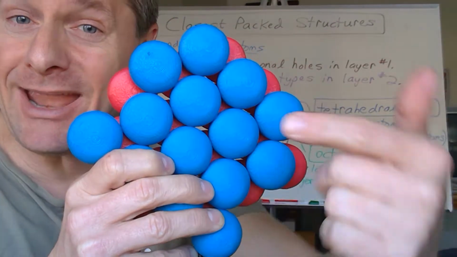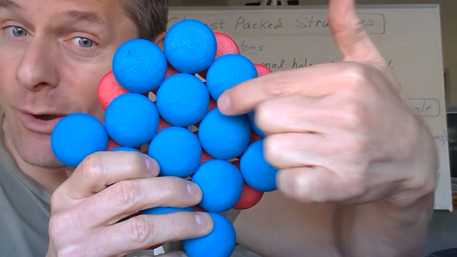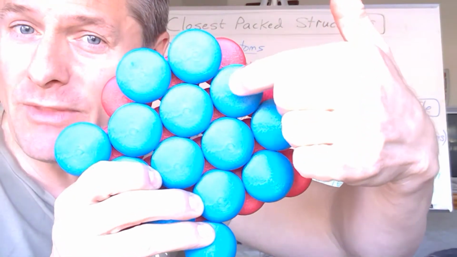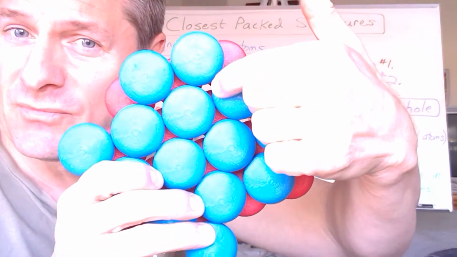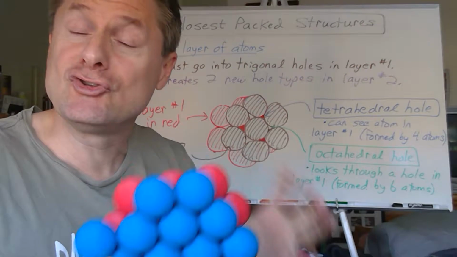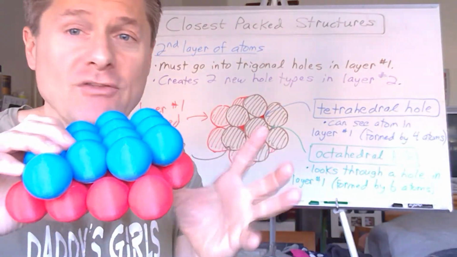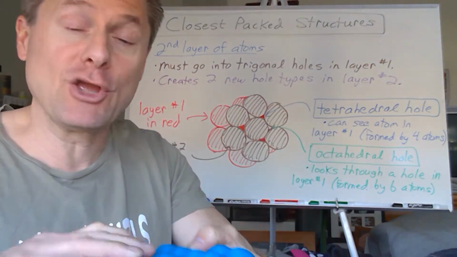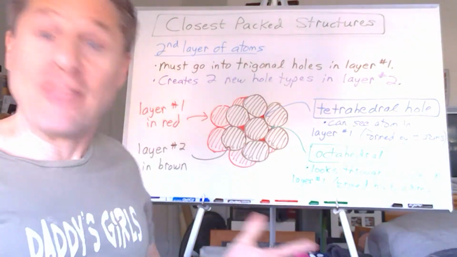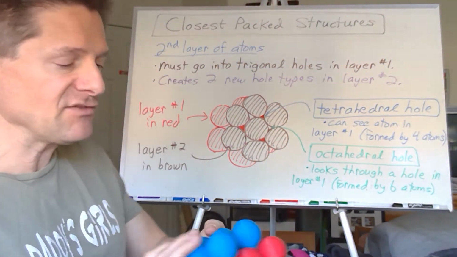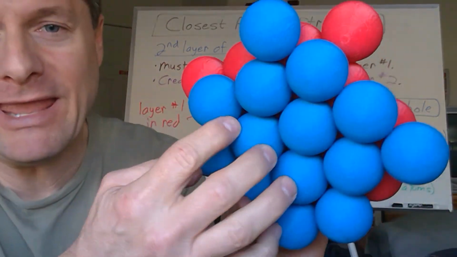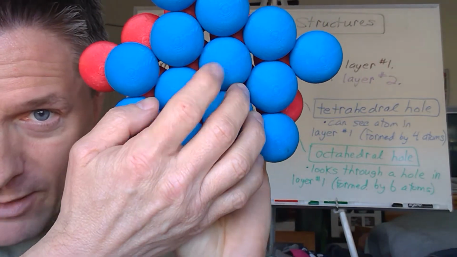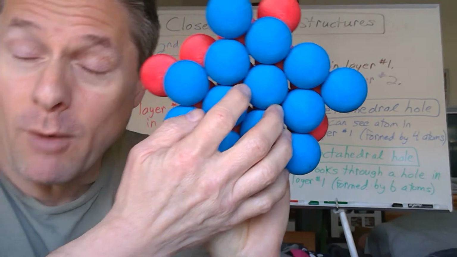So the next layer could go in those holes, right? Overlooking the first stack, repeating the first stack, or they can go in these holes, which would form a completely new stack. So it gives you 2 different types of structures. The 2 structures have the same first and second layers. It's just the third layer can go into one of those 2 different types of holes. There's names for those holes, right? So the first one that's overlooking an atom in layer number 1, right there. That's formed by 1, 2, 3 blue ones and a red one. It's formed by 4 atoms.